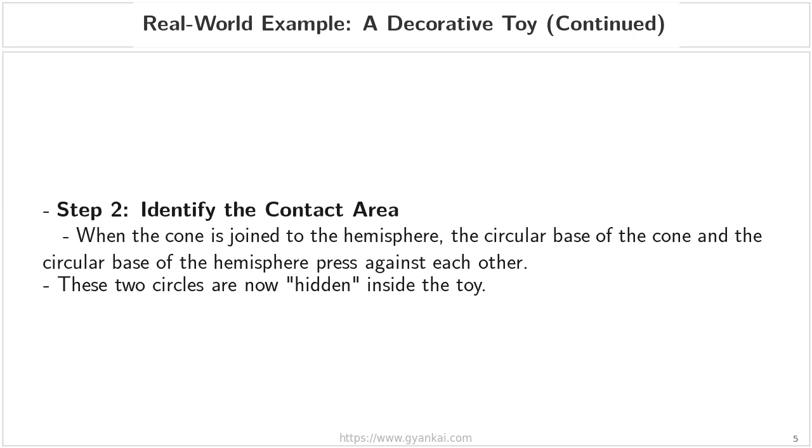When we place the cone directly onto the hemisphere, the circular base of the cone and the circular base of the hemisphere are pressed tightly against each other. Because they are touching, these two circular faces are now hidden inside the body of the toy. They are no longer part of the exterior.